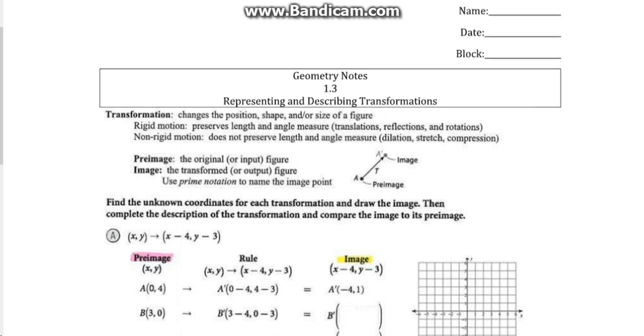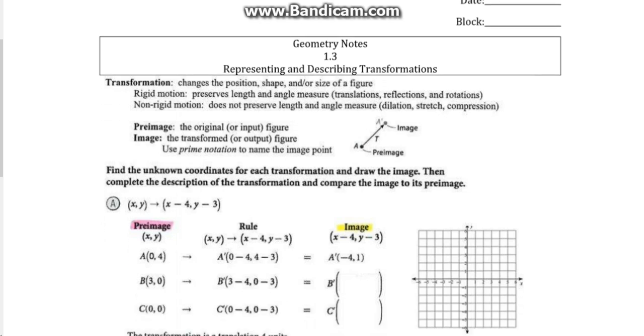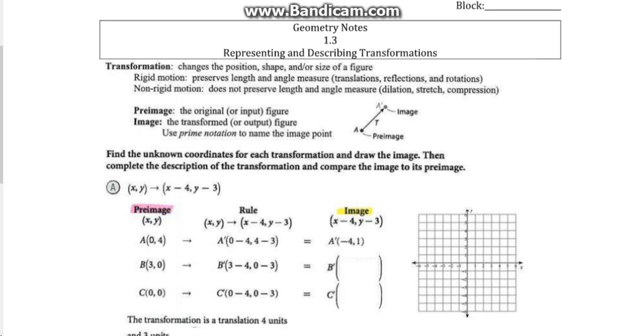Welcome to Geometry 1.3, representing and describing the transformations. We're going to be describing and representing several transformations that occur between points, coordinate points, and at times the images. We're also going to be applying some rules. This lesson serves for chapter 2.